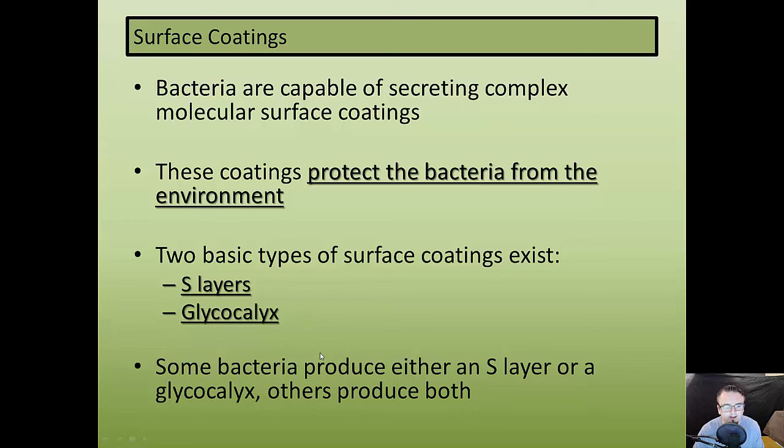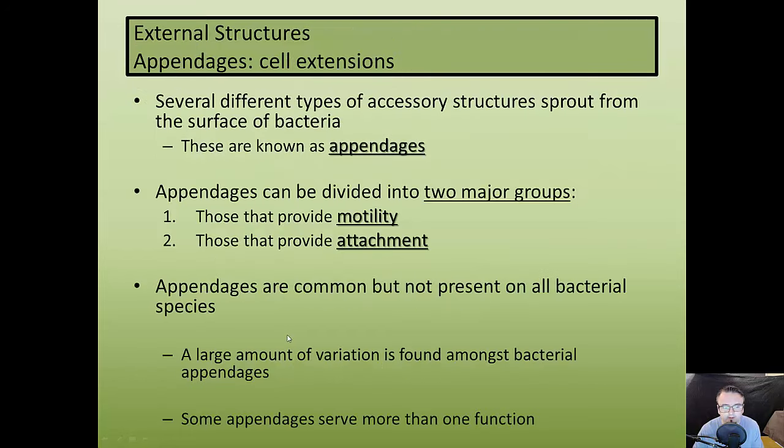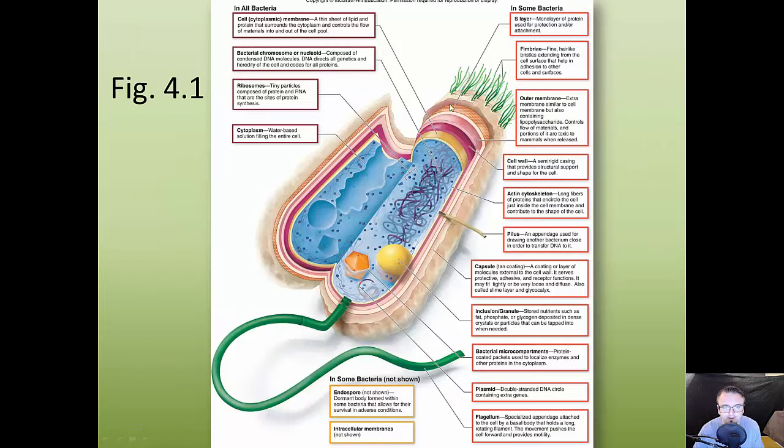So we look at, again, variation. Some bacteria produce one or the other. Or some do produce both. Excuse me, I misspoke there. So sometimes it's one or the other, sometimes it's both. And if you go back just real quick again, you'll see in this figure, they're showing a bacteria that actually has both. So this is actually the S layer here, and then this is the surface coating, or the glycocalyx, which would usually be external to that.